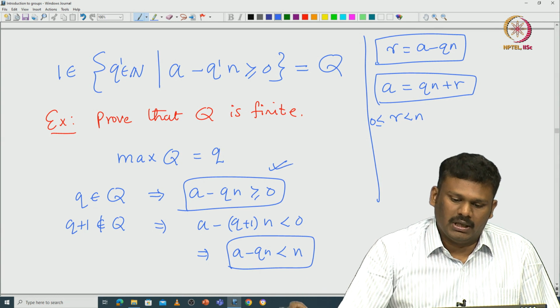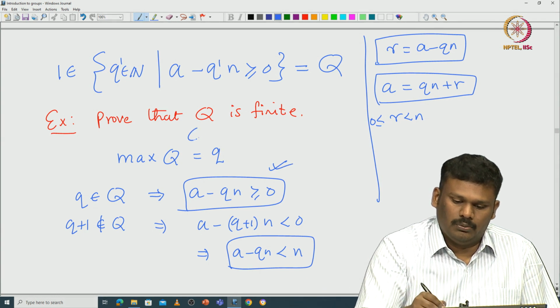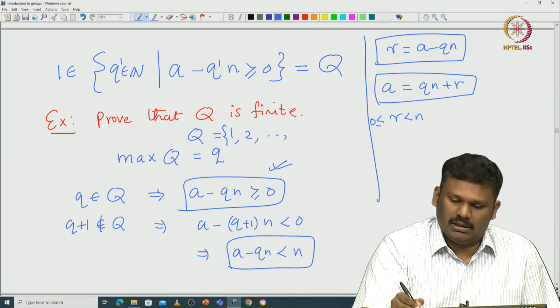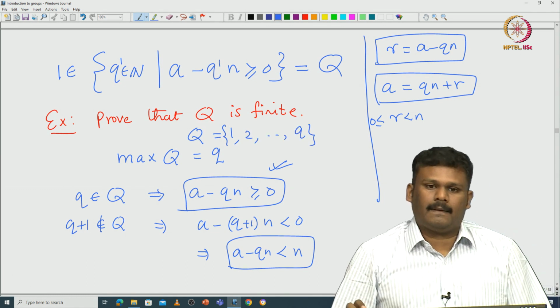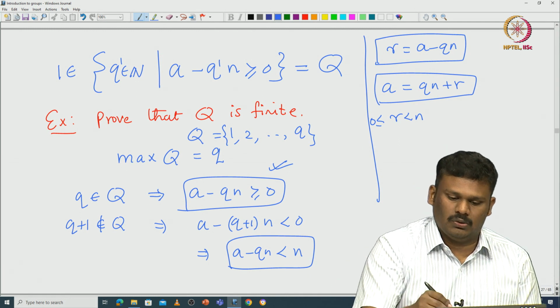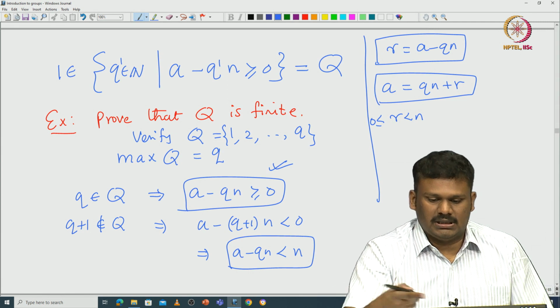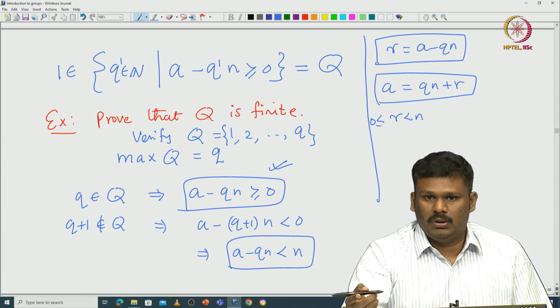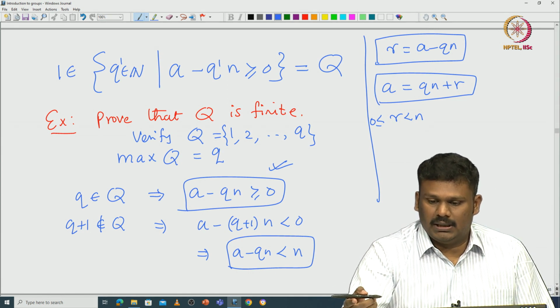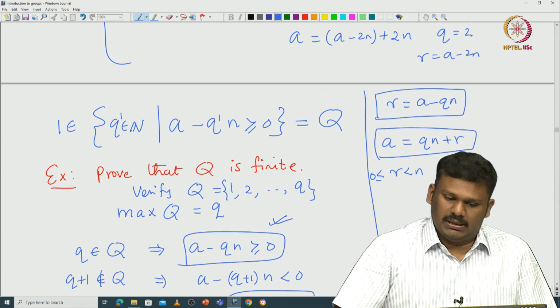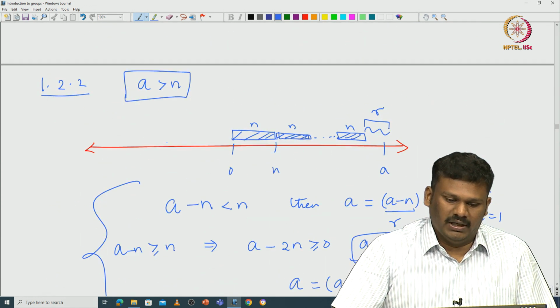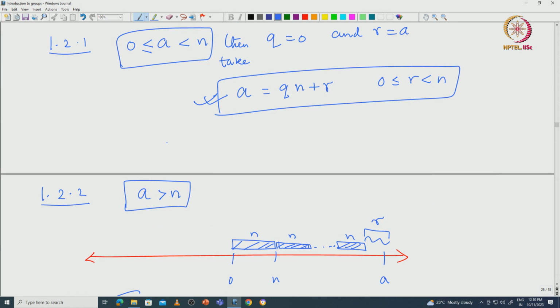If you think about it, indeed you can prove that Q is exactly equal to 1, 2, etc., up to q. This is also something you can verify. But anyway, this proves the existence of q and the existence of r for this particular case, that is, when A is greater than or equal to n.